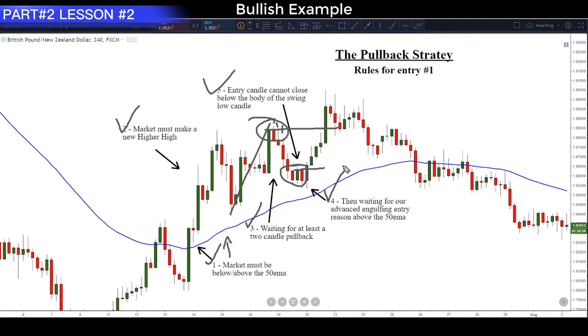So in the next video we're going to take a look at entry number 2 for the pullback strategy, which is very similar to entry number 1, and then we'll dive into targets and stops. So let's go ahead and move on to the next video, take a look at that, take some notes on that video as well, and I'll see you guys in that lesson.